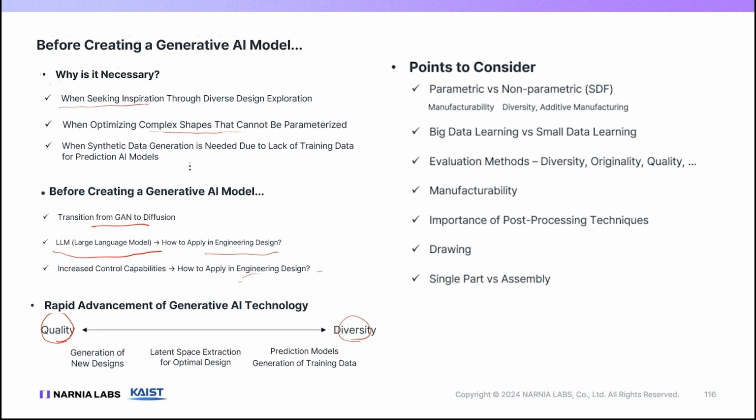Next, while existing methodologies generate single parts well, assemblies are more challenging, especially in engineering. Assemblies require extremely precise interfaces, so we need generation methods that take these factors into careful consideration.